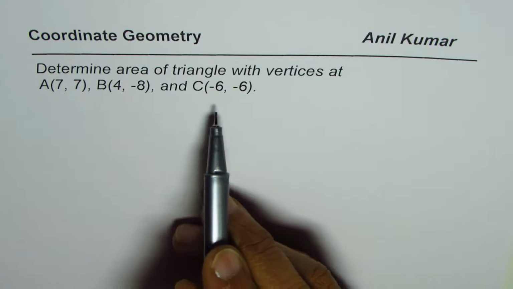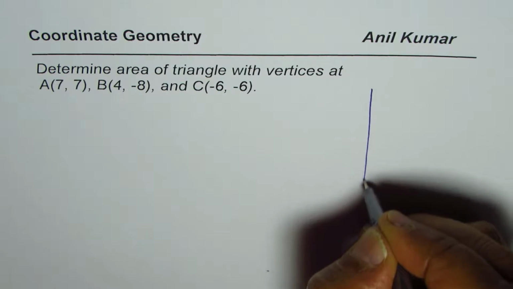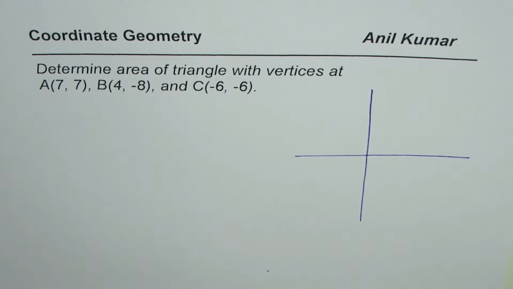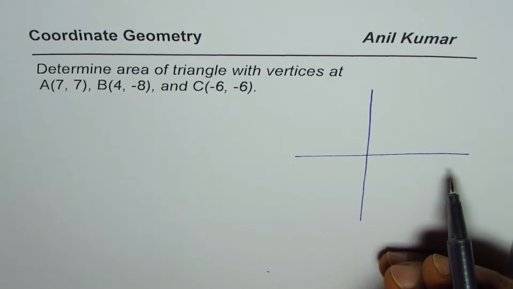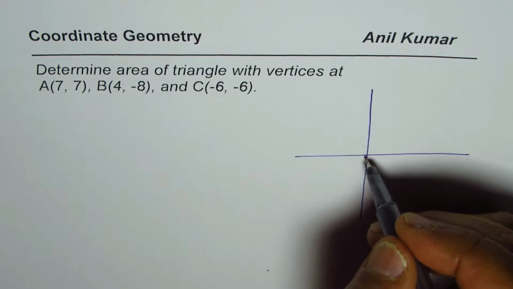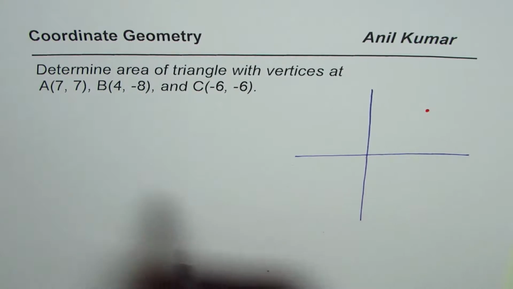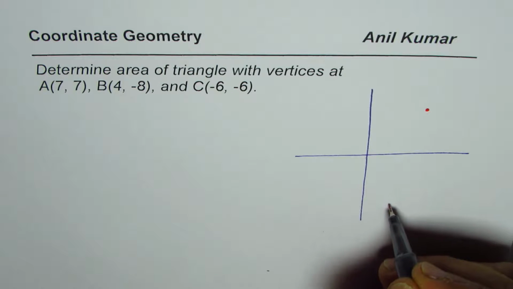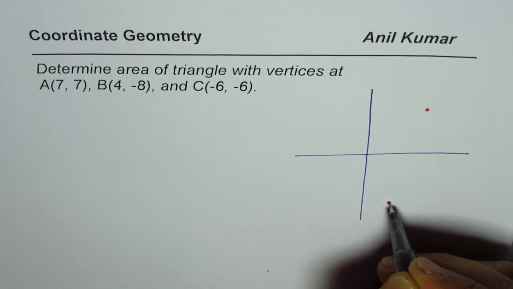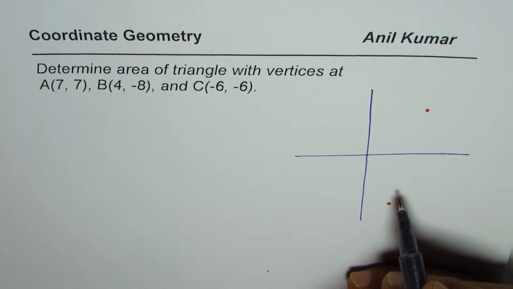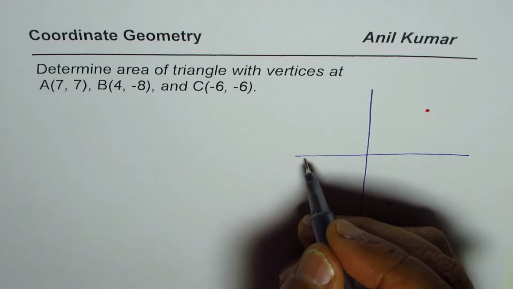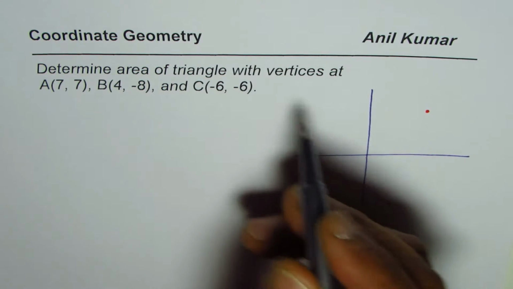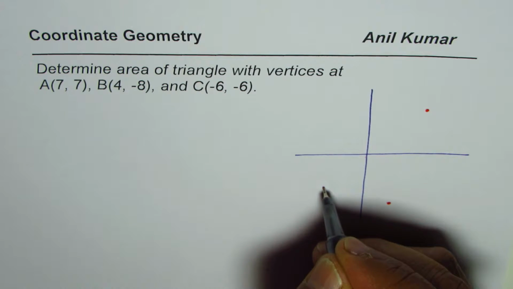Let us sketch and get an idea of the type of triangle we are working with. So we'll make a very approximate sketch. A is (7, 7), so somewhere let us say this is (7, 7) for us. B is (4, -8), so 4 will be here and -8 much below. C is (-6, -6), maybe on this line because both x and y values are the same, so somewhere here.